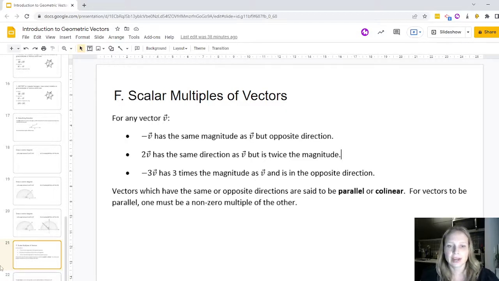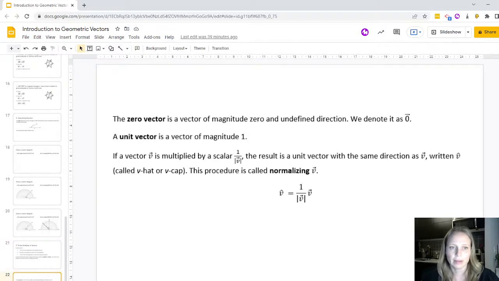Vectors which have the same or opposite direction are what we call parallel, but we can also call them collinear. For vectors to be parallel, one must be a non-zero multiple of the other. Okay, we also have the zero vector. It's a vector of magnitude 0 and an undefined direction, and we denote it as 0 with an arrow on top. And then we also have a unit vector, which is a vector of magnitude 1.